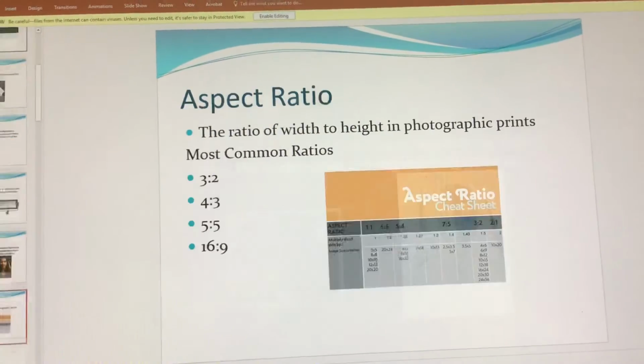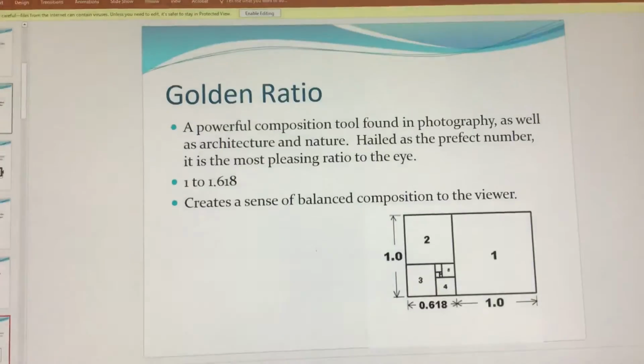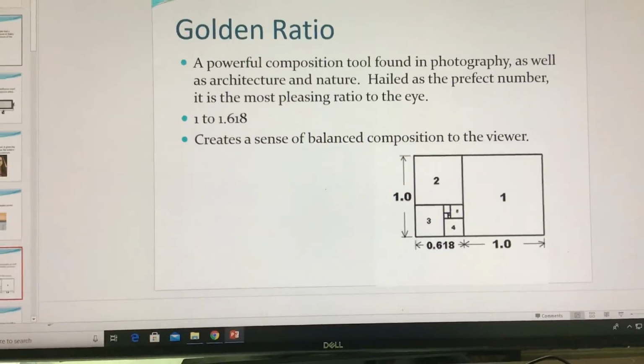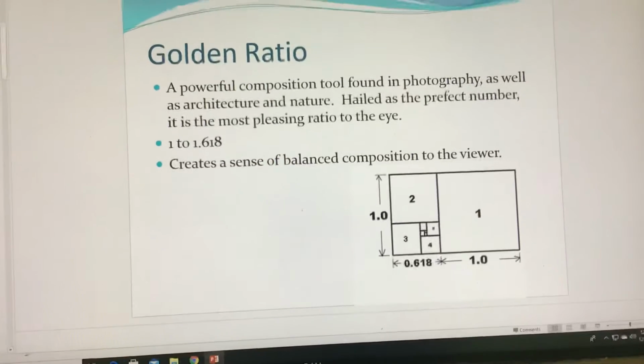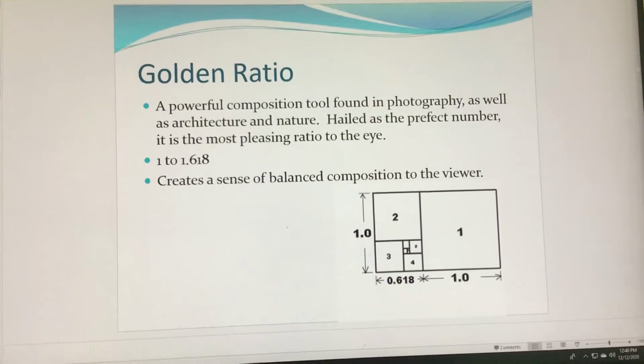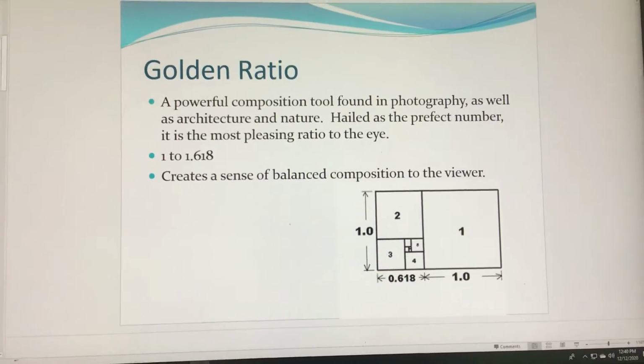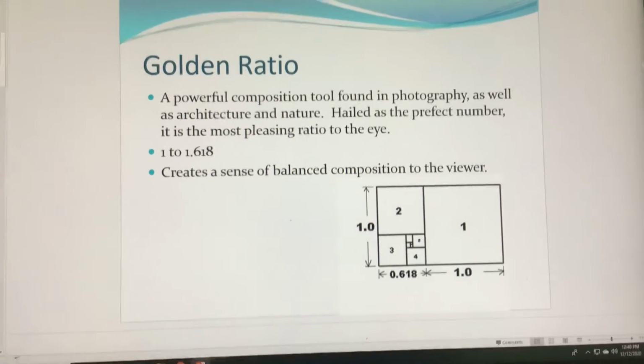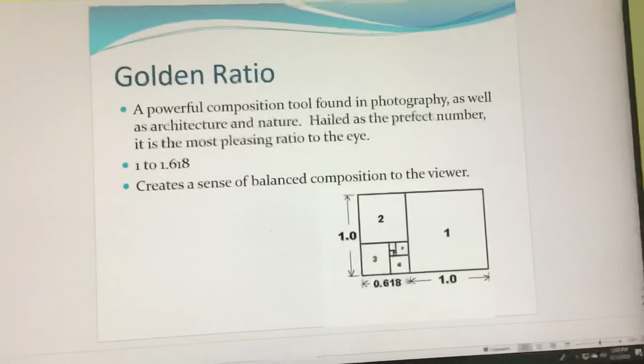The golden ratio is 1 to 1.618, and it is the composition tool found in photography as well as in architecture and nature that is most pleasing to the eye.